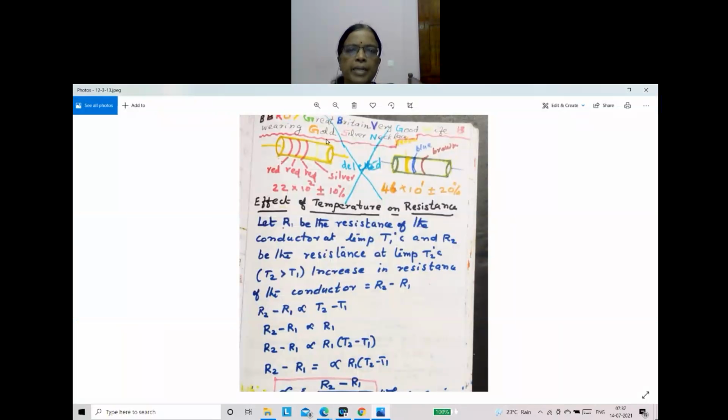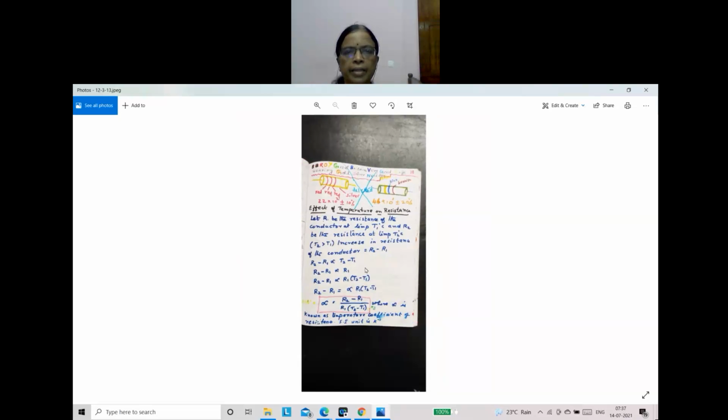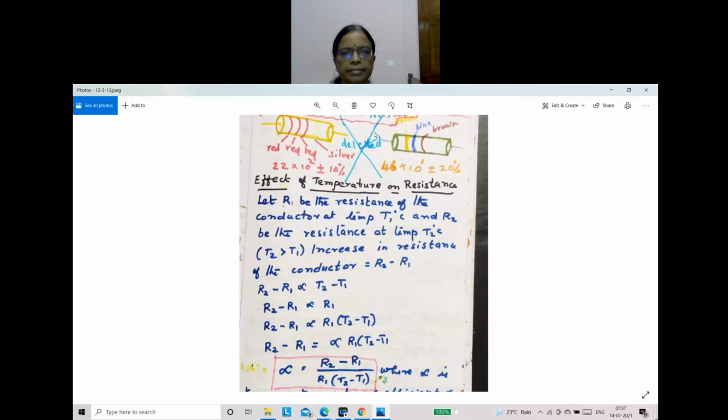This I cut because the carbon resistor was deleted last year. I hope it may be deleted this year also. Actually, I prepared the note and later came to know that it is not in the syllabus. This year the deleted syllabus will come at the end of this month, so we can delete it now. If it is there, I will take that, children.